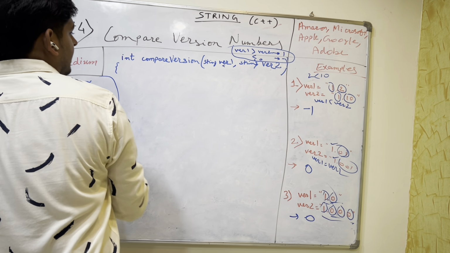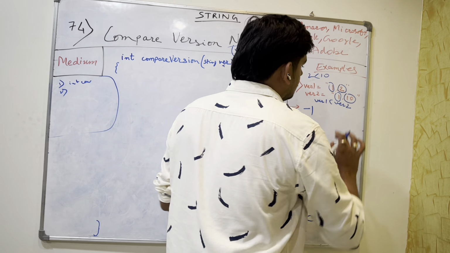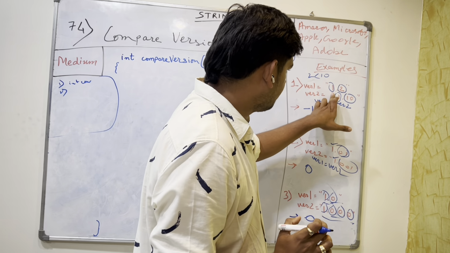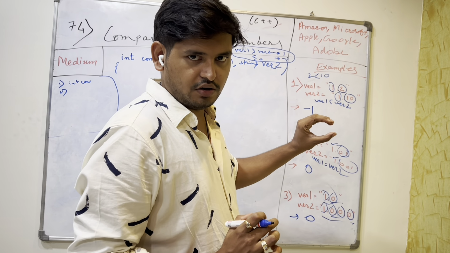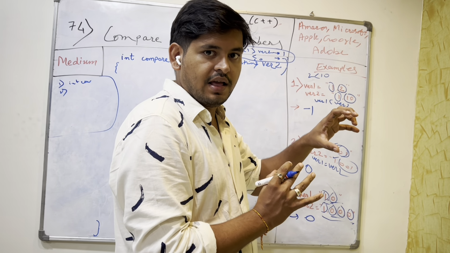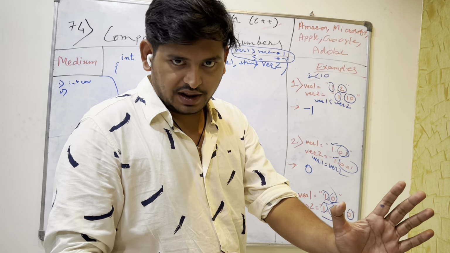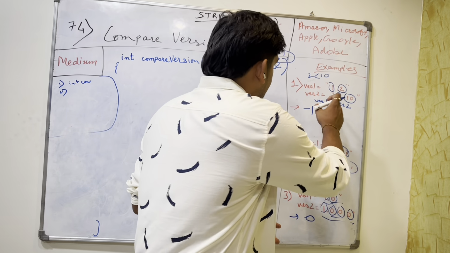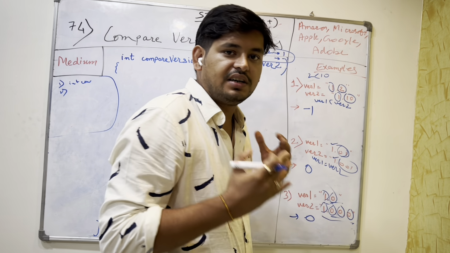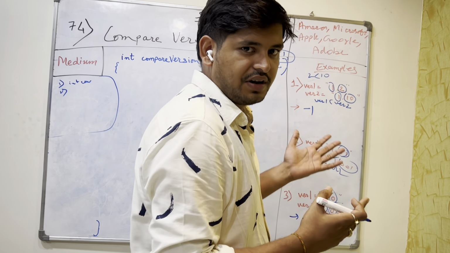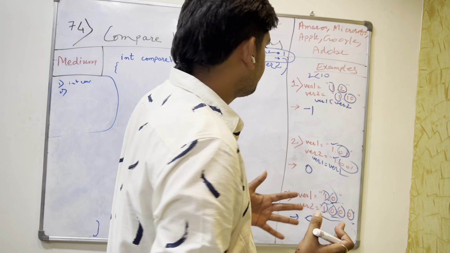Secondly, regarding these dots, we need to find the value that comes before the dot. If those values are equal, then we need to move ahead. If those values are not equal, then we can just return right there which one is greater. If 1 is greater, we return 1, if 2 is greater, we return -1.